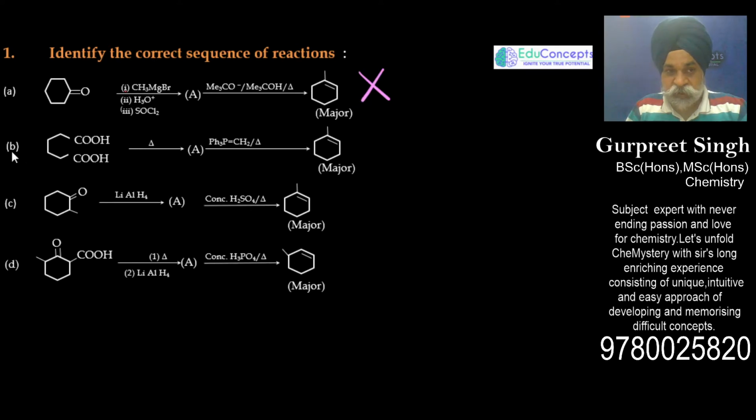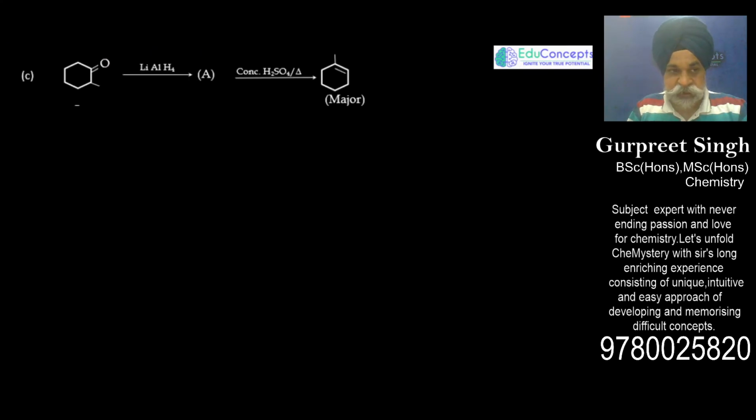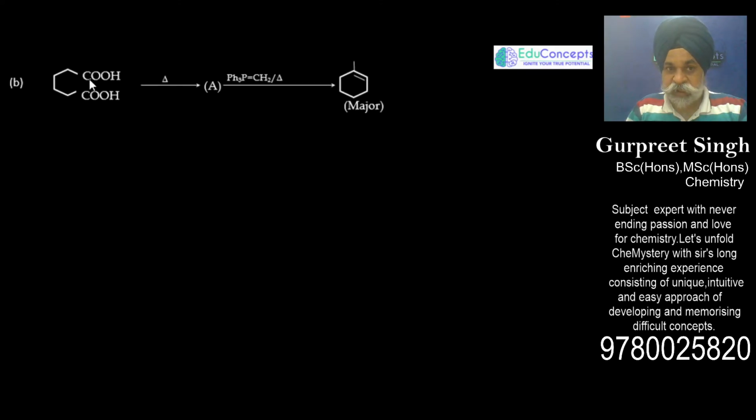Now moving on to the B part. Let us check what the B part is. The starting material of the B part is adipic acid. Now adipic acid is being heated. So here you should remember there is a topic of Ohm's gap. This basically is the case of dioic acids.